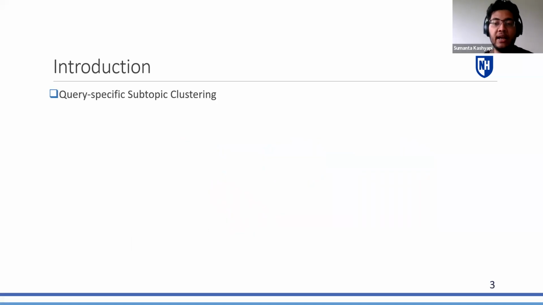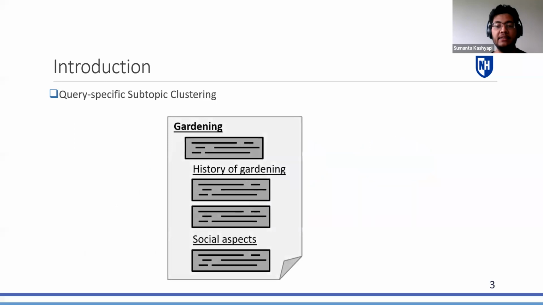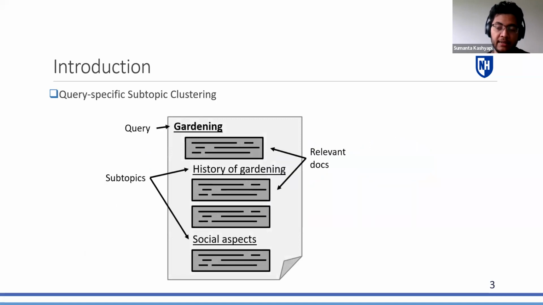Now, Wikipedia is a great aspirational example for this task. This is because each Wikipedia page can be viewed as an instance of our query-specific subtopic clustering problem. In that case, the title can be assumed as a query and all passages inside the page can be assumed as relevant documents. We also assume each section of the page as a different subtopic, which is, number one, very fine-grained, and two, changes with the query. This puts any query-specific subtopic clustering model to the ultimate test.